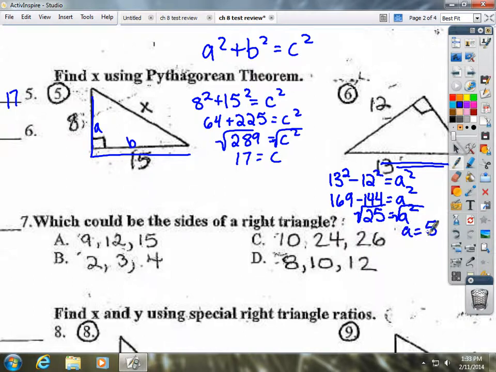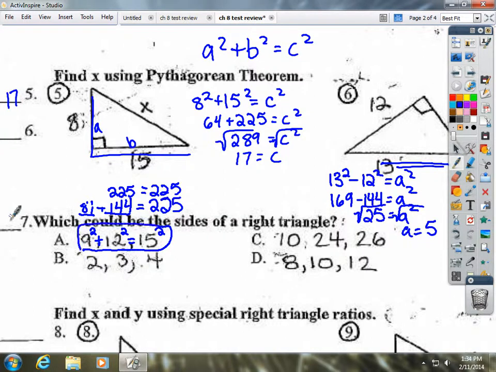Which one of these could be the sides of a right triangle? Well, you're going to use the Pythagorean theorem, and you're going to add up the first two, and it has to equal the second one squared. 9 squared is 81. 12 squared is 144. And 15 squared is 225. If they equal, it is a right triangle. And it just so happens that 81 plus 144 equals 225. So we have a right triangle. So A is one of our answers.